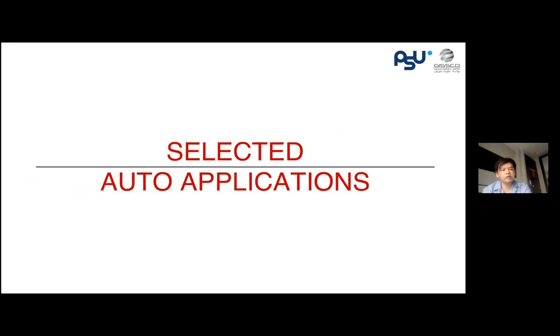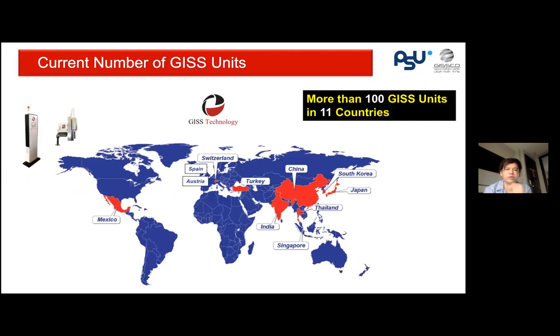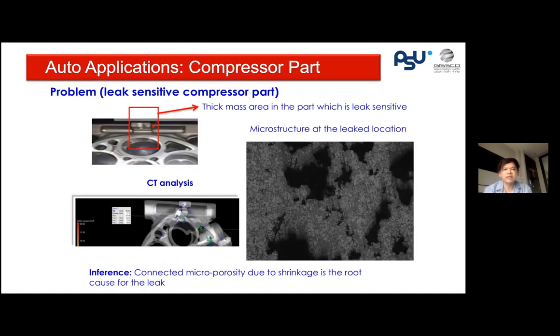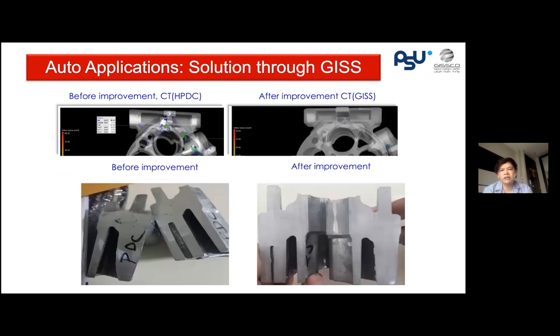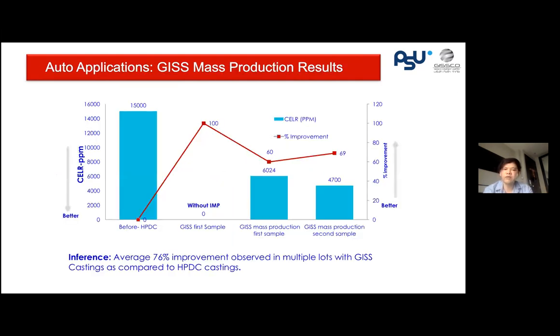And then I will quickly go through some applications that we have done. So far we have sold more than 100 GISS units in 11 countries. And this is a good example for a compressor part. They have classic problems of shrinkage porosity and leaks, and then they need to do impregnation. So customers work with us to optimize, and we significantly reduce the porosity from the thick sections, and the CT scan proved that. And it also proved that we don't need impregnation.